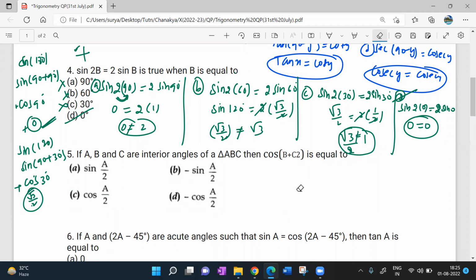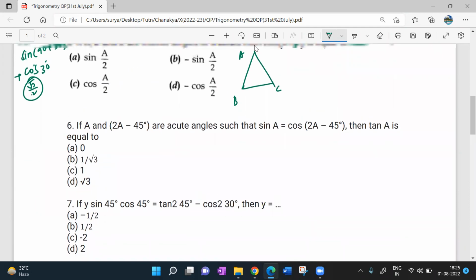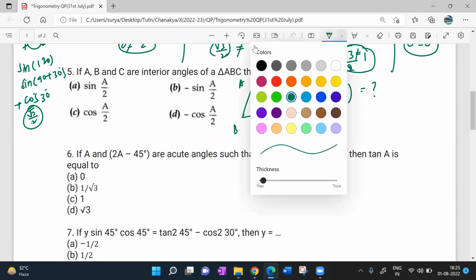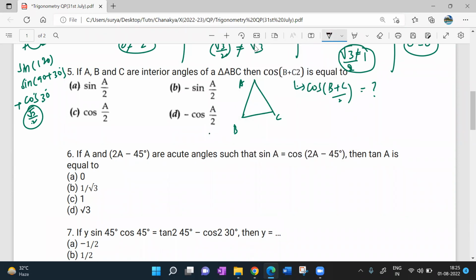Then how many have you done this? Very simple question. Actually, I'll tell you. Look at this here. Interior angles. This is A. This is B. This is C. All right. So cos of what he is asking us to find? Cos of (B plus C) by 2 is equal to what? He's asking us to find this. If at all you don't understand anything, you just need to drop a message to me on WhatsApp so that I can correct it.